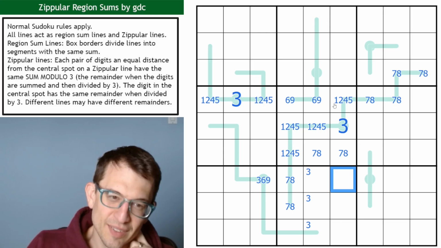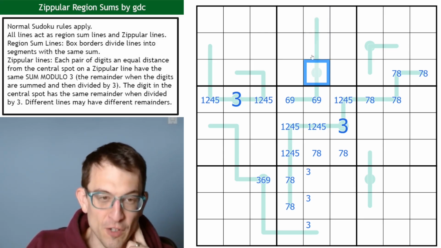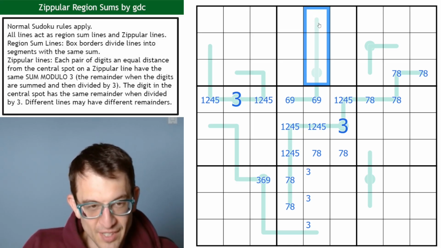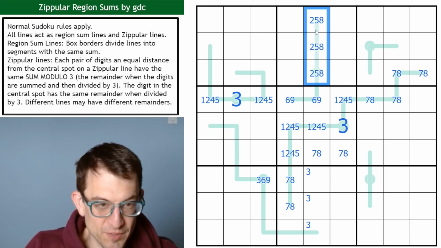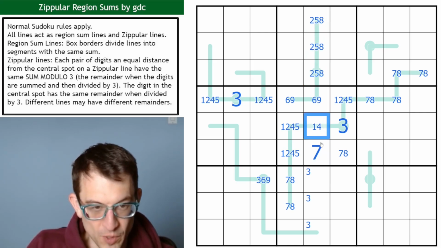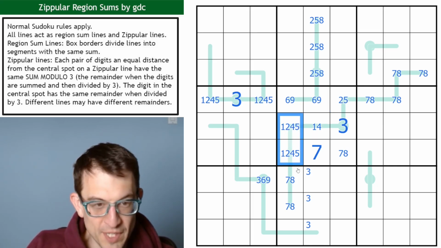Okay. This is 15 in 3 digits. Oh, and it's 15 in 3 digits all of the same type. So it's not 3, 6, 9. It's not 1, 4, 7, because that's 12. It's 2, 5, 8, which is 15. So this is 2, 5, 8. That makes this 7. That makes this 1, 4. That makes this 2, 5. I still don't know which way this goes, actually.